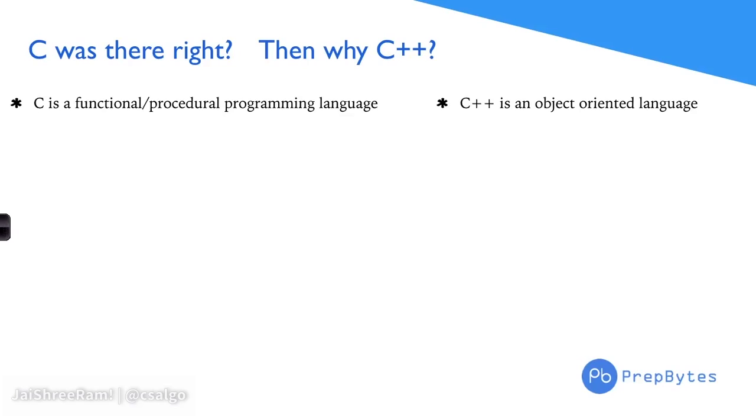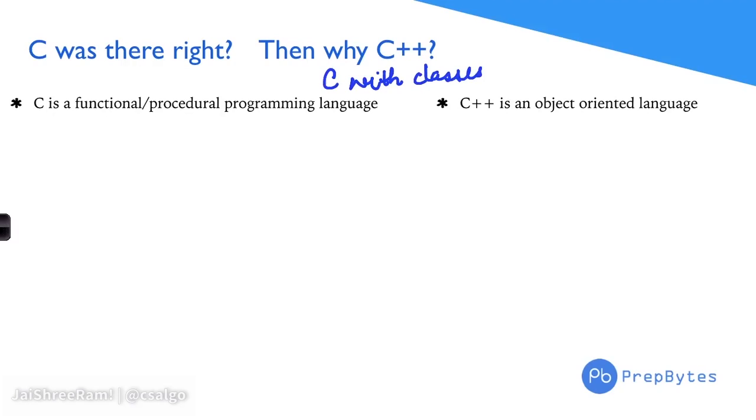So as we said, we will talk about the difference between C and C++. C was already there before C++ existed. Then why C++? And how was C++ much better than C? When C++ was developed, it was known as C with classes. So basically, C++ is an object-oriented language. It uses the concepts of classes and objects.